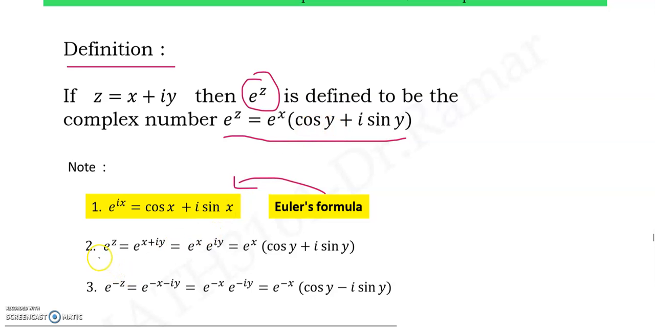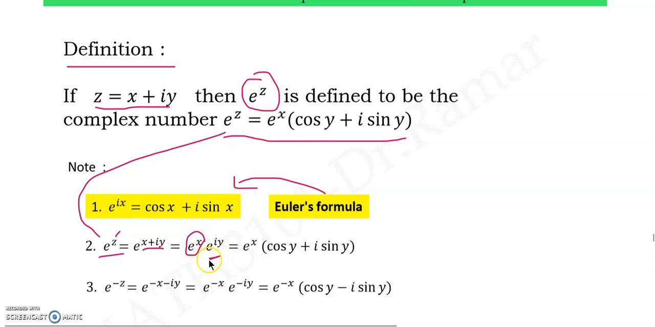You see how e power z. Now e power z is equal to e power, what is z? z is nothing but the complex number of the form x plus iy. So you put here x plus iy. Now here the base is e, the degree is x plus iy, so we have to separate it. So e power x multiplied by e power iy. Now you keep e power x as it is.